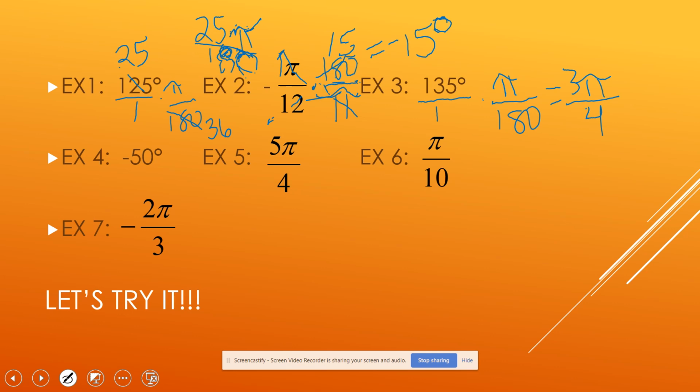Let's try example 7. We're going to change these radians into degrees, so we're going to multiply by 180 over pi. Our pi's cross reduce. 3 simplifies 180 to 60. So you have negative 2 times 60 is negative 120 degrees.